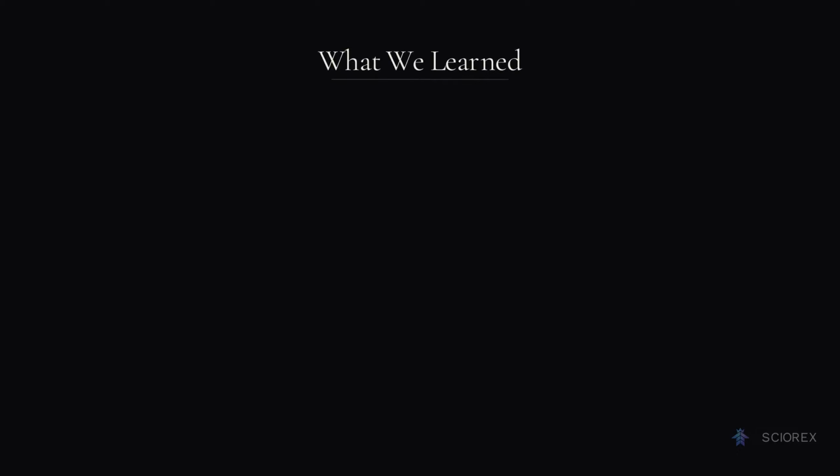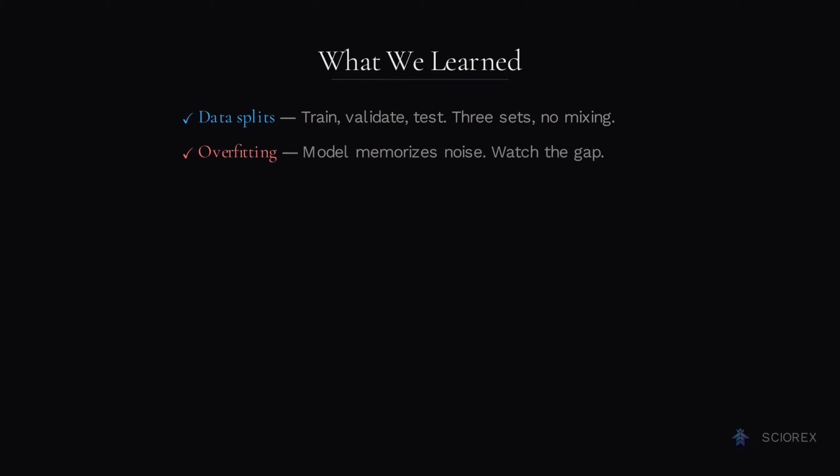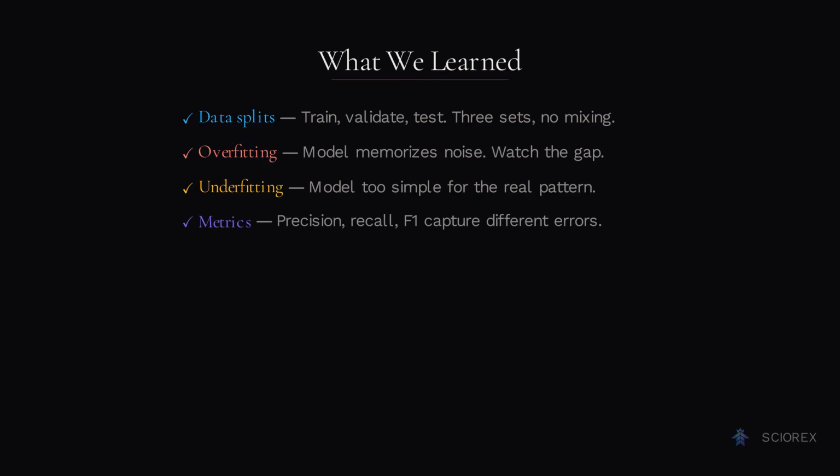Let's compress what we covered. Data splits, training for learning, validation for decisions, test for final evaluation. 3 sets, 3 purposes, no mixing. Overfitting. The model memorizes training data instead of learning generalizable patterns. Watch for the gap between training and validation performance. Underfitting. The model is too simple or poorly trained to capture even the real patterns. Metrics. Accuracy is not always enough. Precision, recall, and F1 capture different kinds of errors. Choose the metric that matches your actual goal.